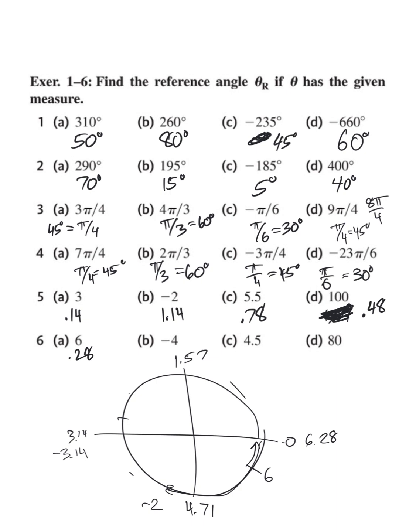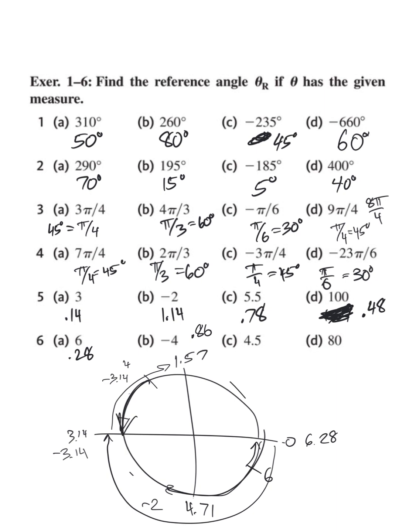Negative 4. So again, we go this direction to negative 3.14. And if we do another 1.57, that's past negative 4. So negative 4 is about right here. So to get back to the x-axis, take 4 minus the 3.14. And that's going to give you 0.86. So 0.86 is your reference for B.